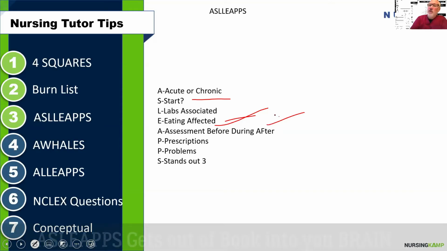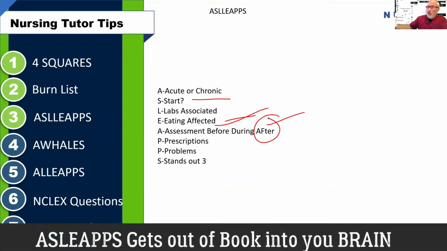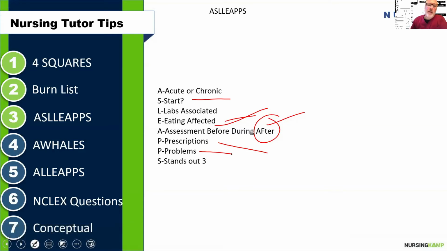What about after? After is generally teaching about it. What are some prescriptions with it? Is it hypothyroidism or hyperthyroidism? And so on. What are some problems with it? Patients with Graves' disease. Do they become hypothyroidism? Do they become hyper? And what do I do for that? And what are the 3 things that would stand out about Graves' disease? And that's what I want to do.